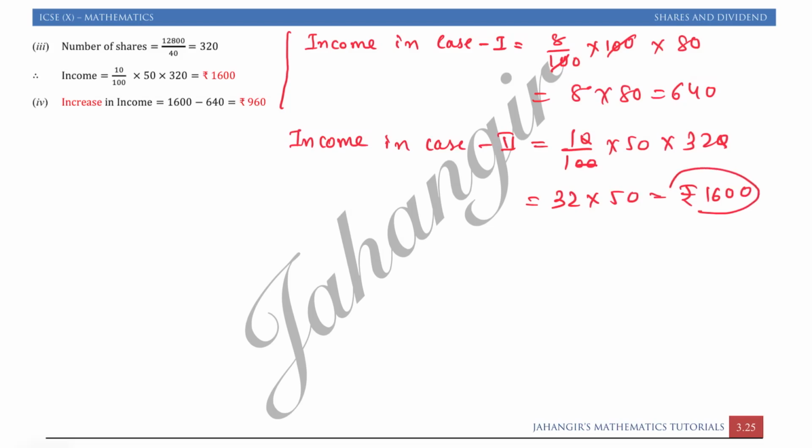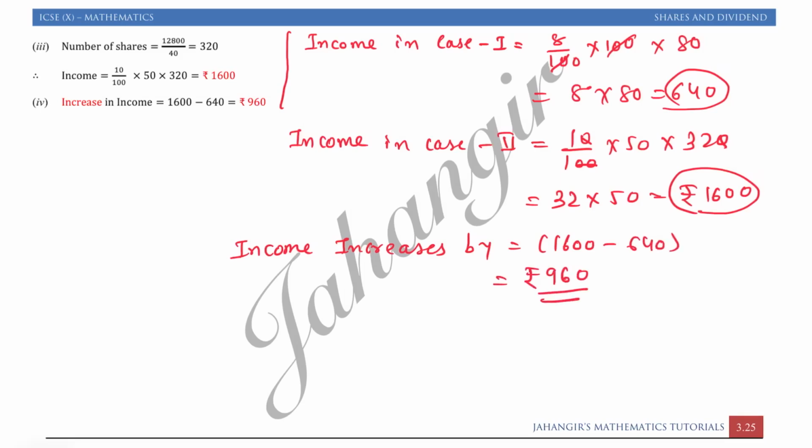If you notice, the first case income is 640 rupees and the second case income is 1600. So we can say income increases by 1600 minus 640, that is equal to rupees 960. Hope you have understood this type of question. If you find the sale proceed question confusing, just practice it again and again. It's quite simple. Sale proceed is just the amount which we get after selling the first kind of share. Keep that in mind. That amount is invested in the second case.